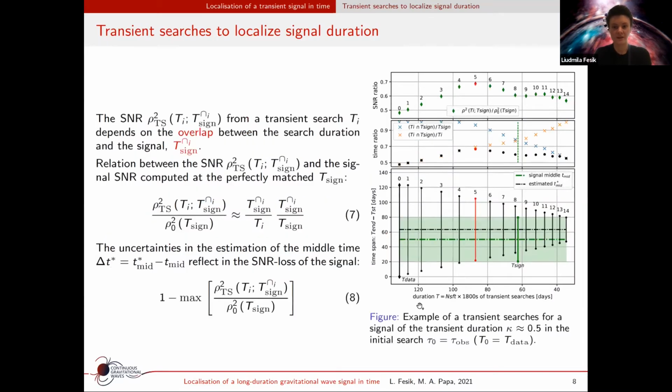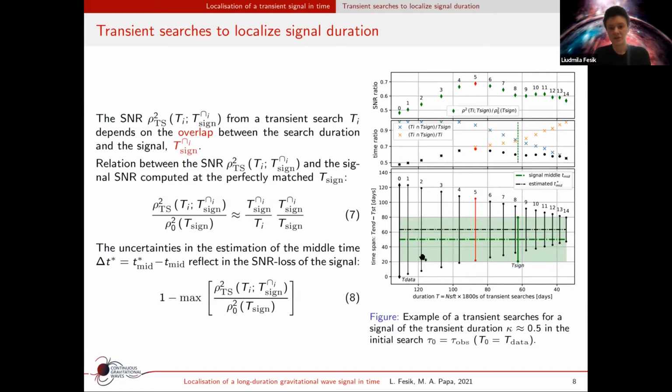Let me then consider some example where I set up transient searches once I estimated the middle time. So on this picture, I show just on the bottom plot schematically the durations of transient searches starting from the initial duration denoted by 0.